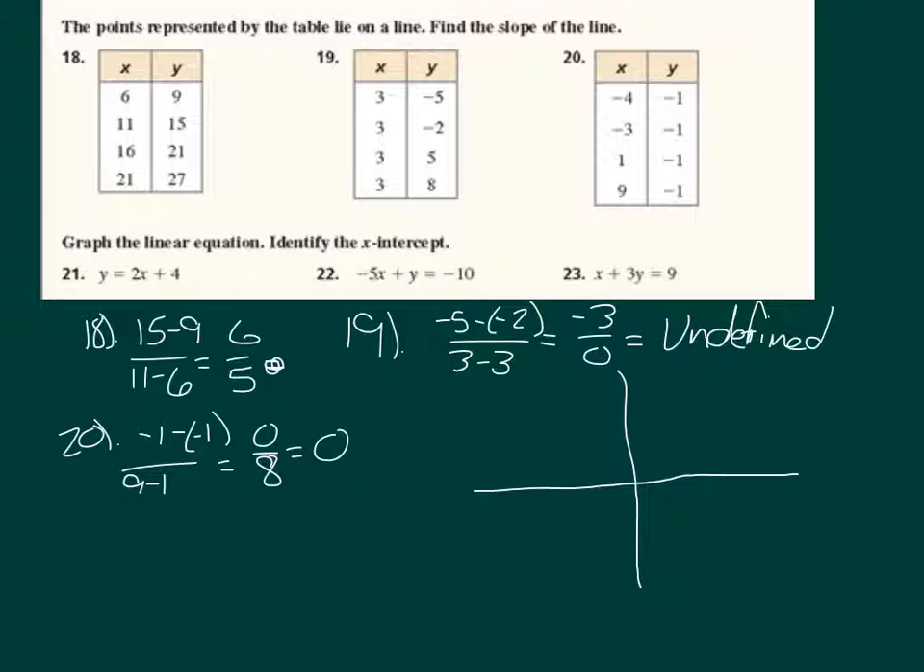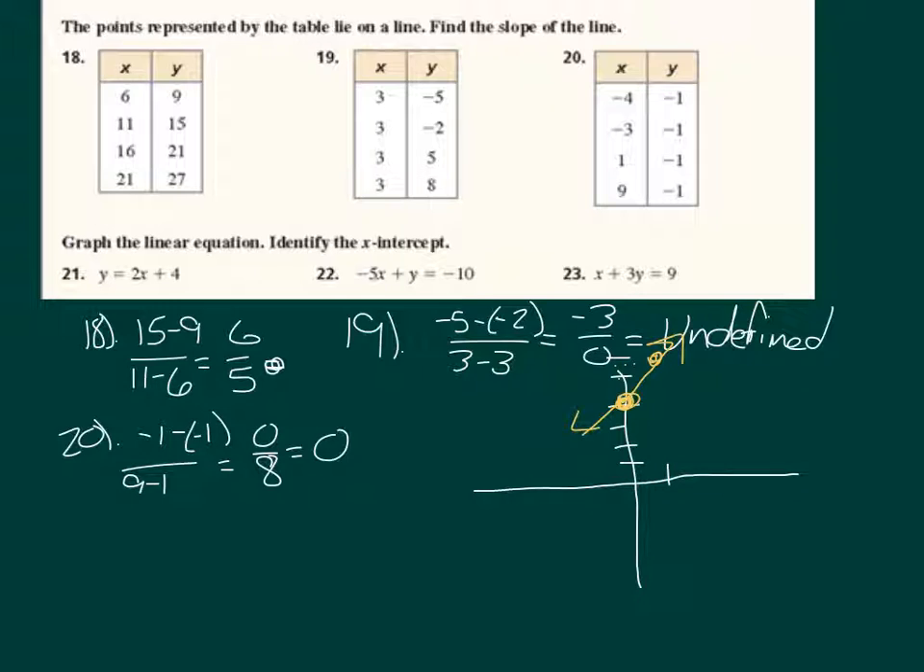Number 21, though, our y-intercept is 4, so I would go up 4, and I would plot a point. So let's plot a point in a different color. So there's 4 on the y-axis, and then my slope is 2, so I need to go up another 2 and over 1. So I would go up 2 and over 1, and I would plot another point, and there's my line for number 21.